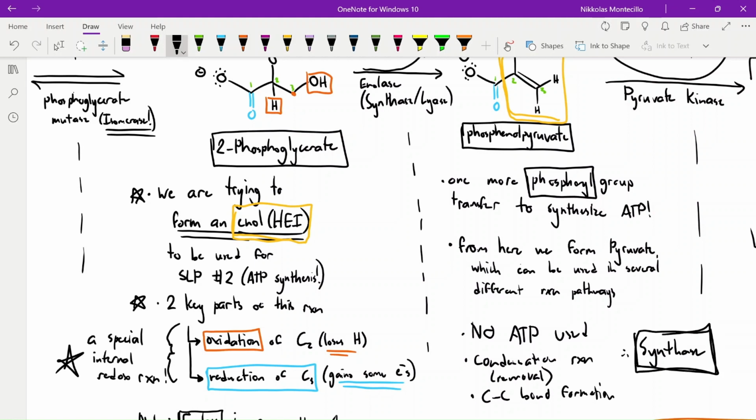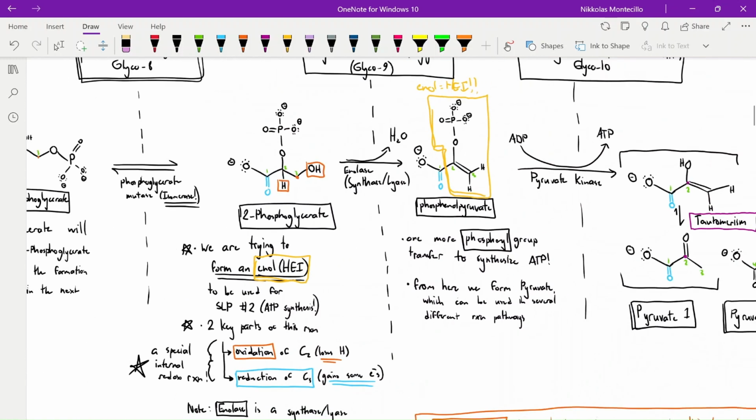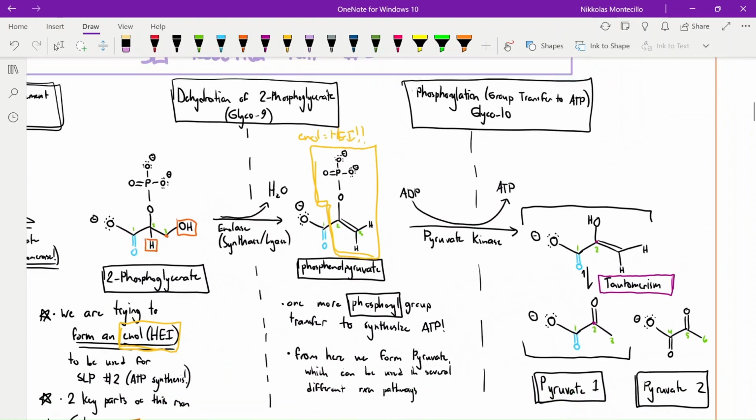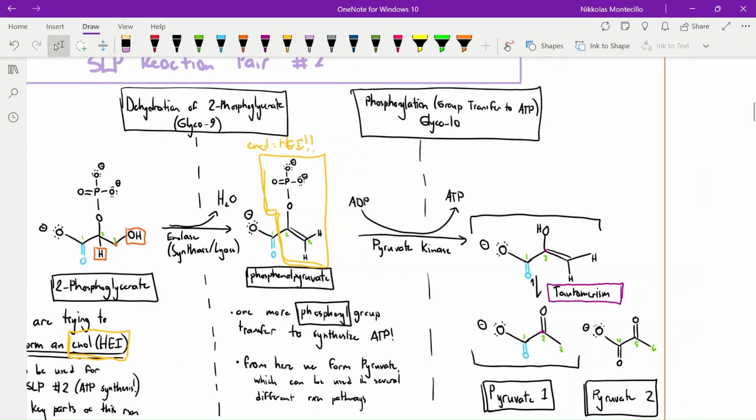Okay, this is just basic reasoning that I used here. Now, moving on to the last step of glycolysis. We see here that phosphoenol pyruvate participates in substrate-level phosphorylation, where it phosphorylates ADP to ATP. And what we're left with is pyruvate.